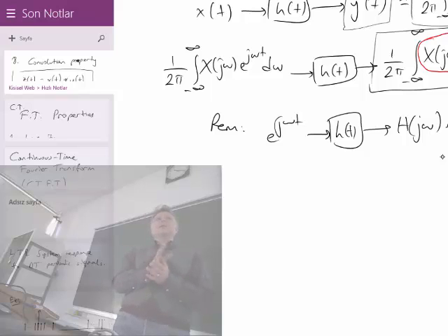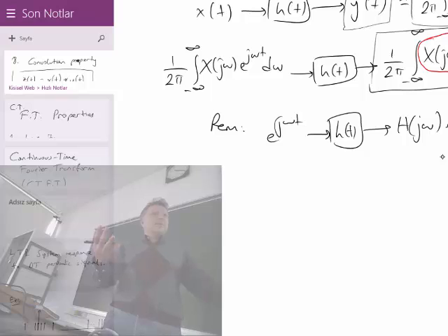Whenever you need to filter out something and find the output of a system, the first thing that you will be asking is: is the system linear and time invariant? First, let's check it. If it is linear and time invariant, okay, let's forget about convolving in time then. Let's take the Fourier transform of the impulse response to find the frequency response of the system, h of j omega.